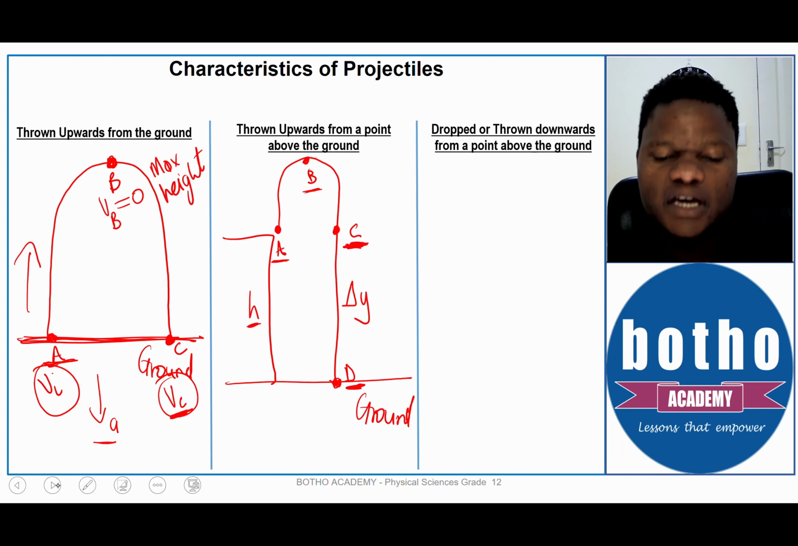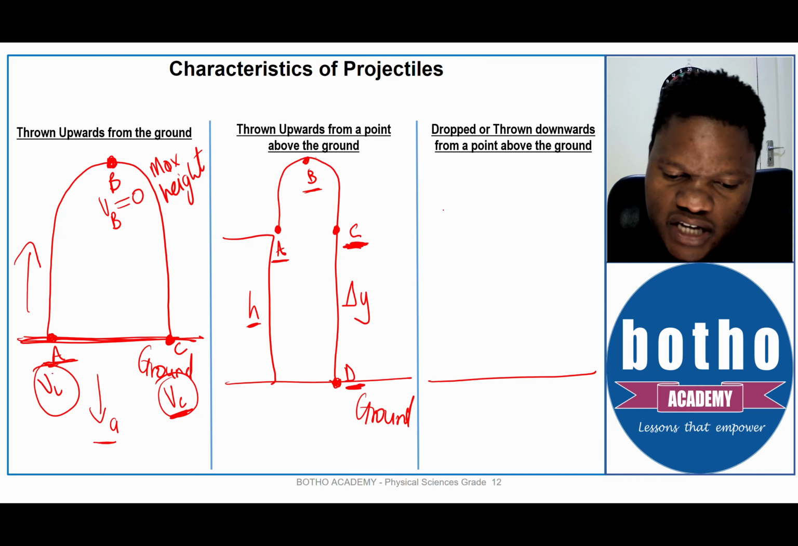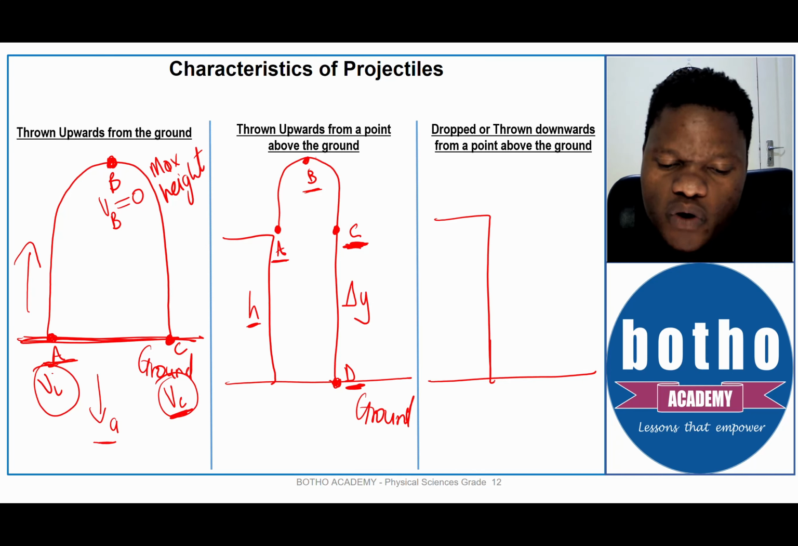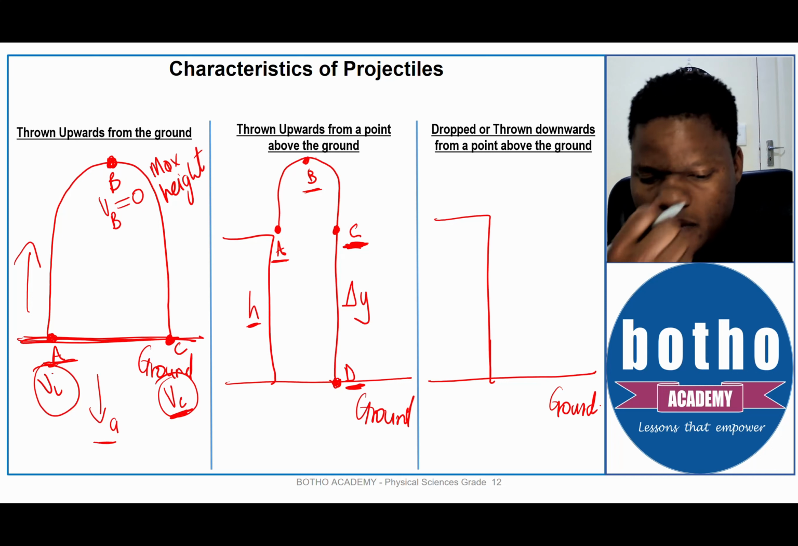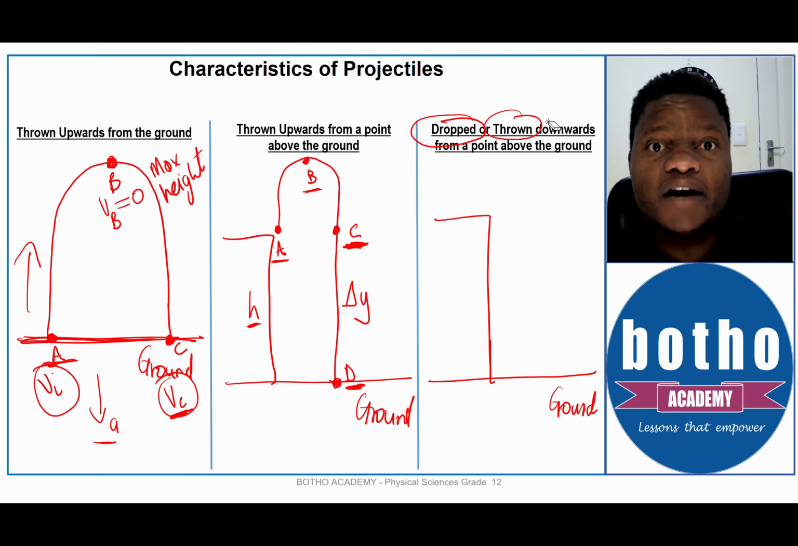In the next one, we are looking at an object which is, again, still on top of a building, or any point above the ground. It could be on top of a cliff or a bridge or anything, but it's still an object which is launched above the ground. This will be your ground, okay? Now, in this one, it's an object that is either going to be dropped or thrown downwards. Remember the previous one, where we were throwing it upwards. Now we are dealing with a downwards motion, starting from a height above the ground.